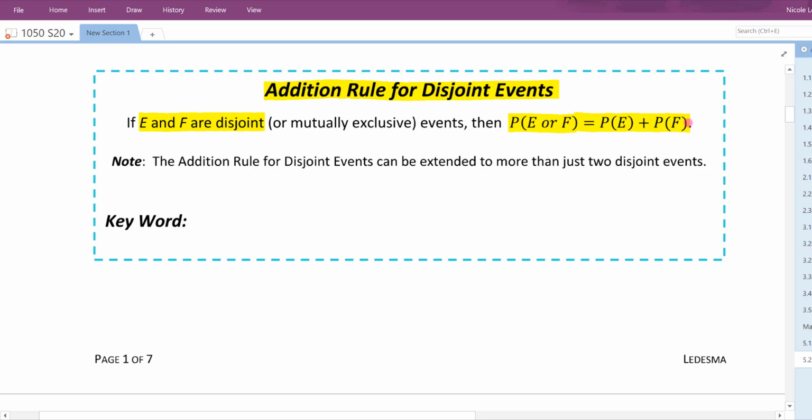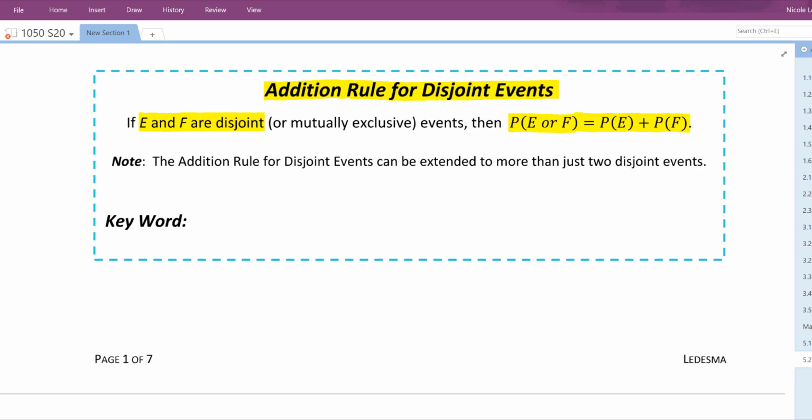Again, if you have two events that are disjoint, nothing in common, how you would find the probability of E or F is by just adding the two probabilities together, the probability of E plus the probability of F. And what this note is saying is that this works for not just two events, but if you have several events and all of them are disjoint from each other, then this works for more than two events as well.